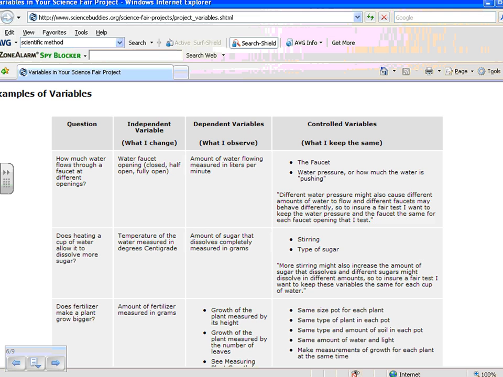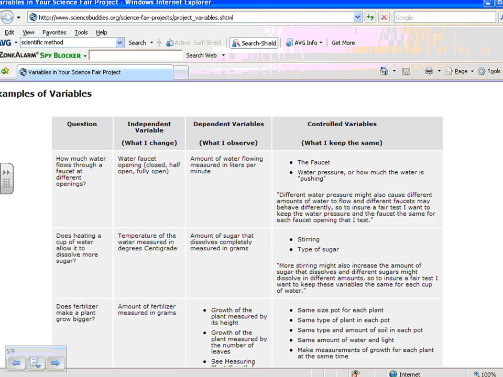Let's see what else we got here. Here are a couple of examples of just basic experiments. The question here was, does heating a cup of water allow it to dissolve more sugar? So if that's the question, what would the independent variable be? What's the thing you're going to manipulate? The temperature of the water. And what are you going to measure as your dependent variable? How much sugar dissolves, or the number of grams of sugar you can dissolve, or something like that.